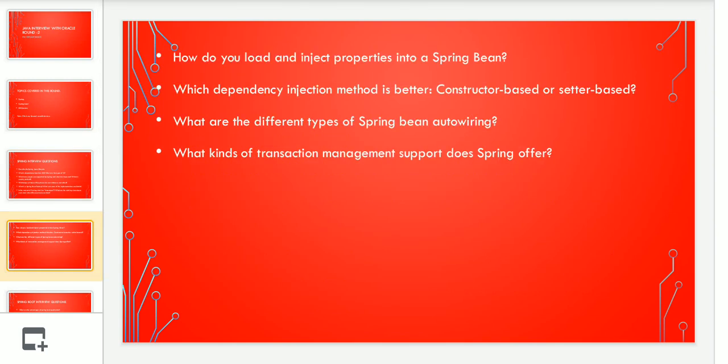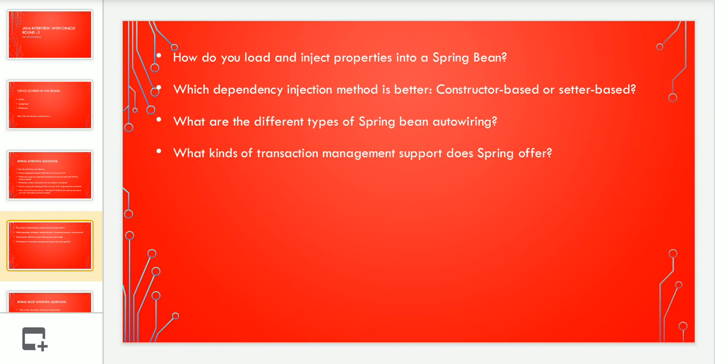The other question is, how do you load and inject properties into a Spring bean? There is an annotation with which we can do this, like @Value, and there are a couple of other ways also, like property readers and resource readers, through which we can inject the properties into the bean. The other question was, which dependency injection method is better, constructor based or setter based? I would always go with the constructor, because it makes it mandatory to pass the value whenever we are using constructor based injection. So the chances of missing a bean dependency are less. Up to my knowledge, I would always prefer constructor based.